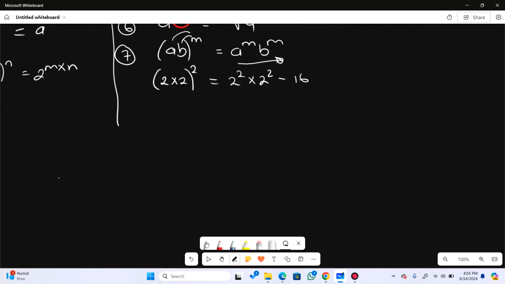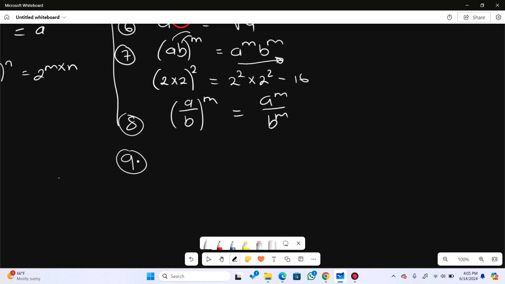Let's go on to property number 8. Basically the same as that, but looking at the quotient, or the division. It will be a m over b m, and then yeah, it's the same. And then if we have property number 9, we have a over b raised to the power negative m. Now this one here is very important.